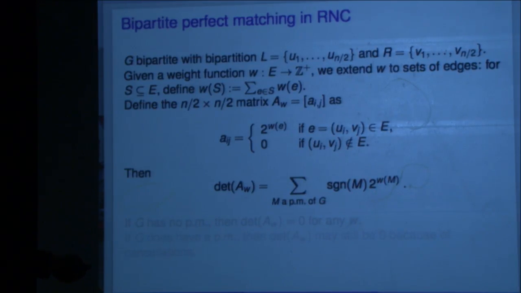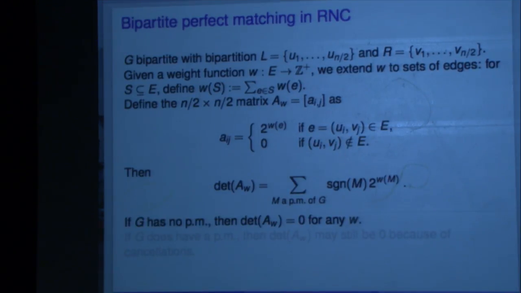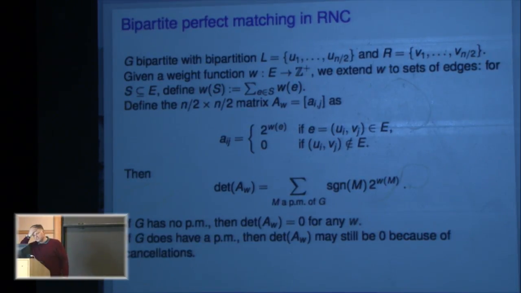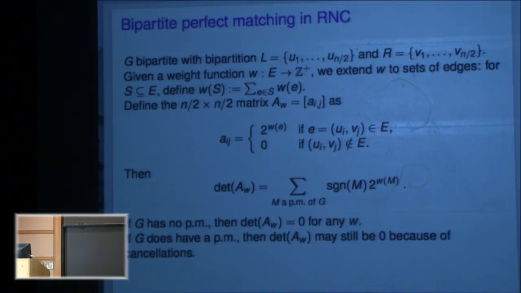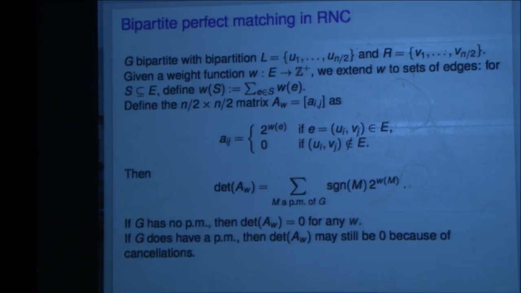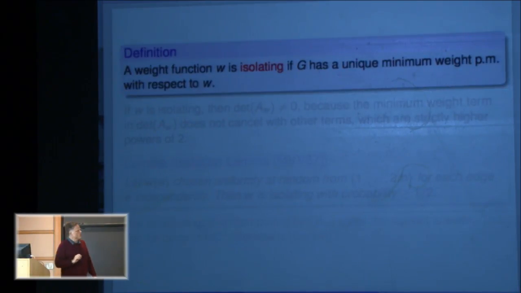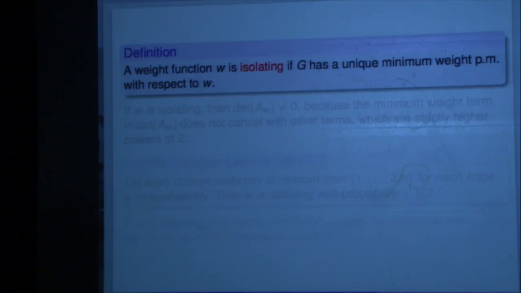But each term is either plus or minus, depending on the sign of the corresponding permutation. So if G has no perfect matching, then this determinant is always zero, no matter what the weight function is, because you don't have any non-zero terms. If there is a perfect matching, it still might be zero, because you might have cancellations because of this sign term. So we want to choose a weight function that avoids the cancellations. One way to do that is for the weight function to isolate the minimum weight perfect matching. We'll call a weight function W isolating if G has a unique minimum weight perfect matching with respect to W.